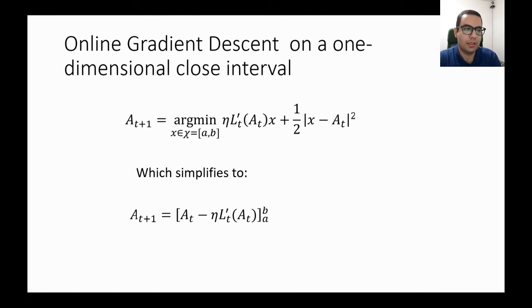Now let's focus on a special case of online mirror descent, online gradient descent, on a one-dimensional closed interval. This special case is very easy and solvable, and we will use it in our algorithm. Notice that A and B at the end of the update rule mean that we have a projection on that interval, meaning that if it's larger than b, we're going to use b as a_{t+1}, and if it's less than a, we're going to use a as a_{t+1}.